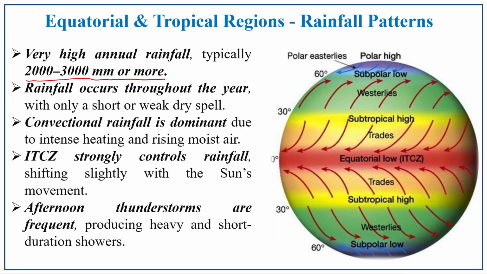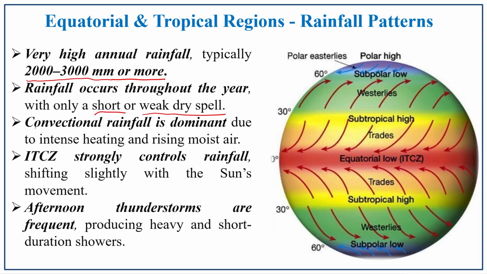The rainfall occurs throughout the year, and it does not extend for a long duration, but short or weak dry spells will be there in this latitude. And we have various precipitation types. The rainfall experienced in this latitude is convectional rainfall. Convectional rainfall means intense heating. Because of intense heating, what happened? The rise of moist air. Because of this process, convectional rainfall is dominant in this particular latitude.